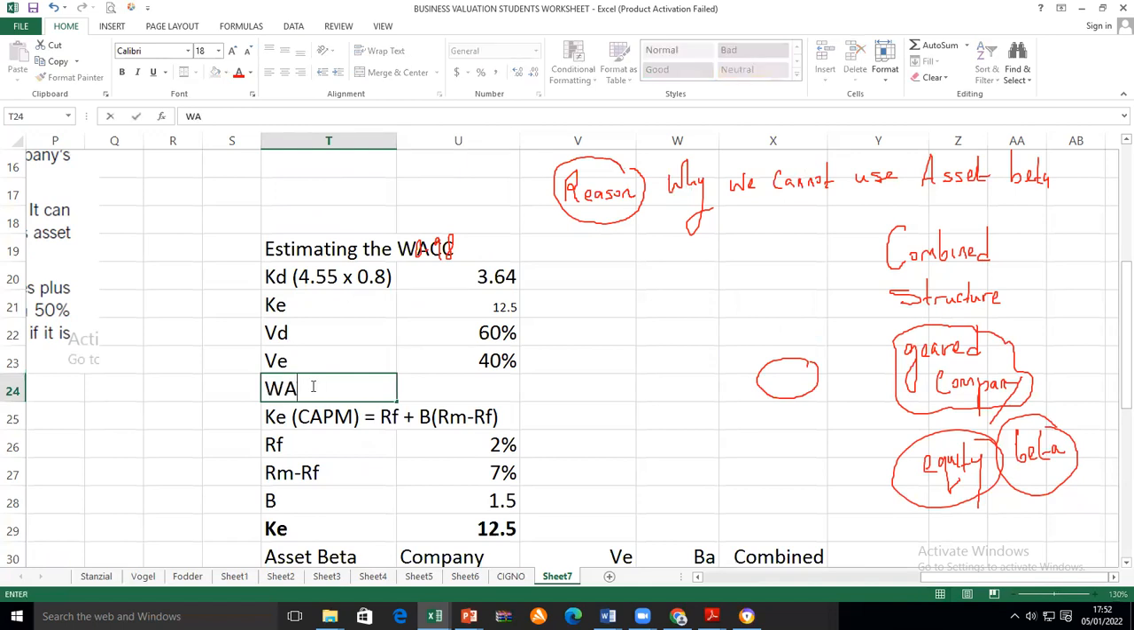And so your WACC is brackets 60% by 12.5 plus 40% by 3.64.